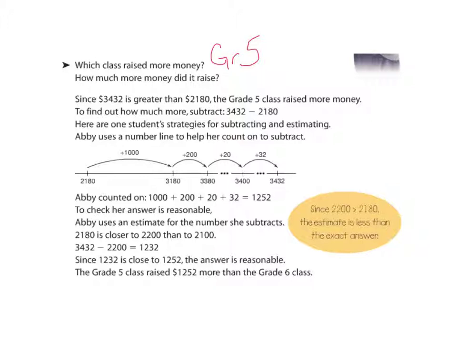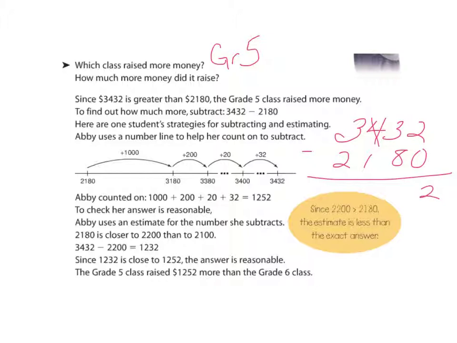You're probably used to using the regular algorithm, and we'll do one of those here. 2 minus 0 is 2. 3 minus 8, we know we can't take 8 away from 3, so we're going to have to borrow. 4 is going to become 3. 3 then becomes 13 because we're lending 10 to it. 13 minus 8 is 5. 3 minus 1 is 2, and 3 minus 2 is 1. 1,252.